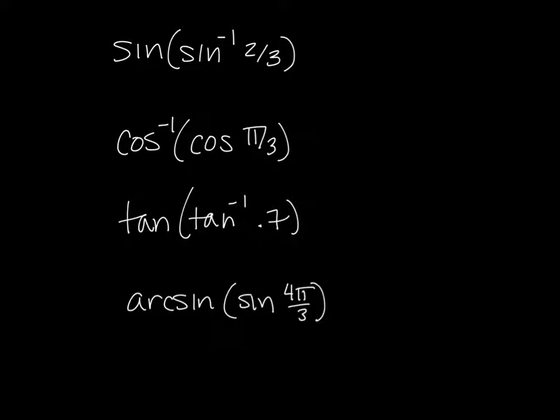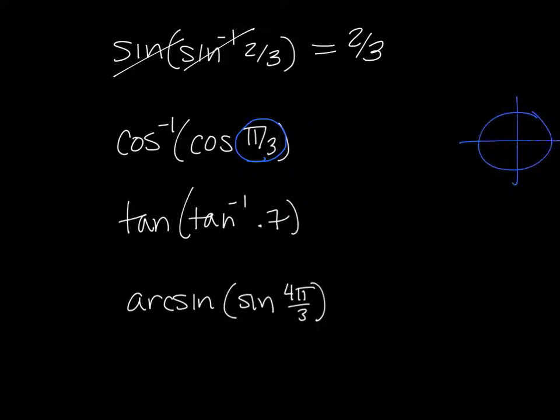So we're going to look at a couple more examples here. Again, remember when I told you, if the number in here is just a fraction, it's not an angle. If it's just a fraction, then we can go ahead, sine and arc sine cancel. This is just 2/3. But if they give us an angle, we have to worry about the restriction. So cosine's in the first and second quadrants. Pi over 3 is in the first quadrant. We're good to go. Cosines cancel, we get pi over 3.